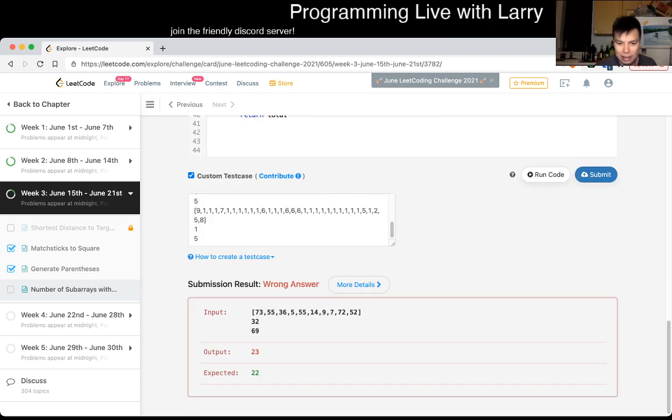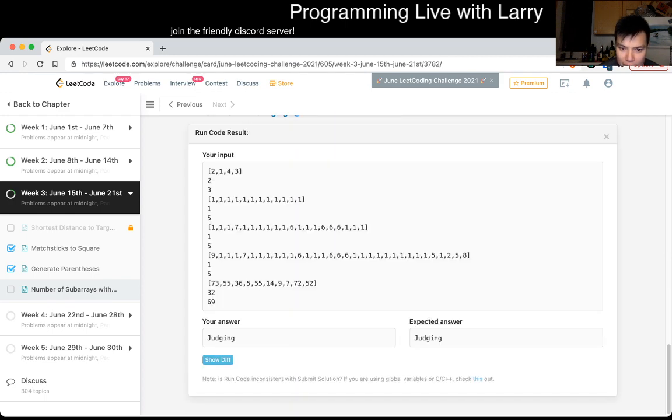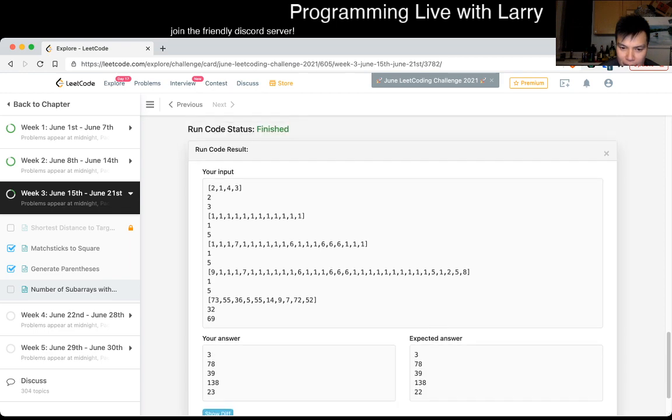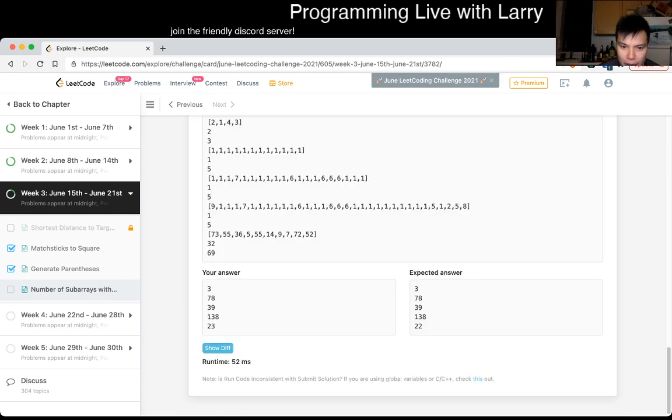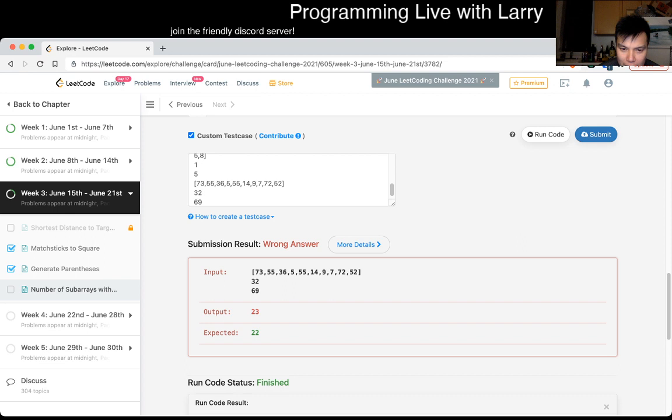Oof. Yikes. Why is this wrong? So maybe, like I said, maybe I'm off by one somewhere. I thought I tested a lot of cases though, so that's a little bit sad. I'll put 23, but it should be 22.69.